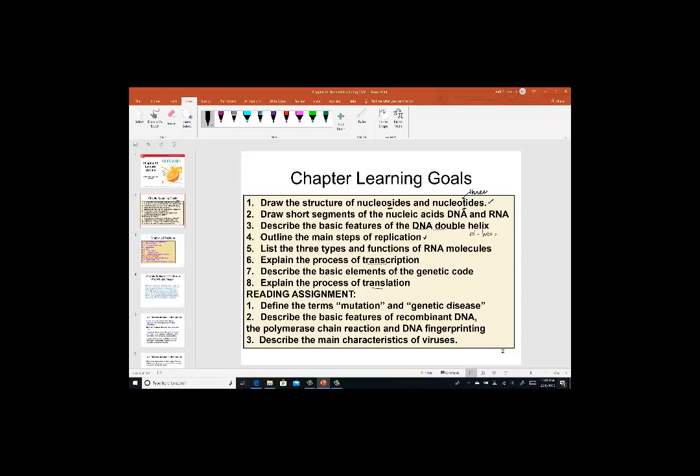You have a reading assignment component of our chapter as well, doing a little bit of reading about mutation and genetic diseases. You'll find the basic features of the recombinant DNA, and that's used for the polymerase chain reaction and in DNA fingerprinting, a nice application process of our topic. And boy, isn't this a very timely unit. What are those main characteristics of viruses?